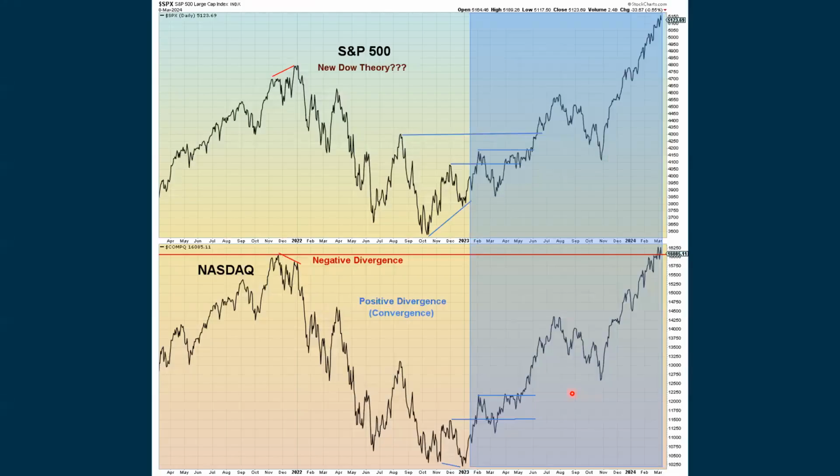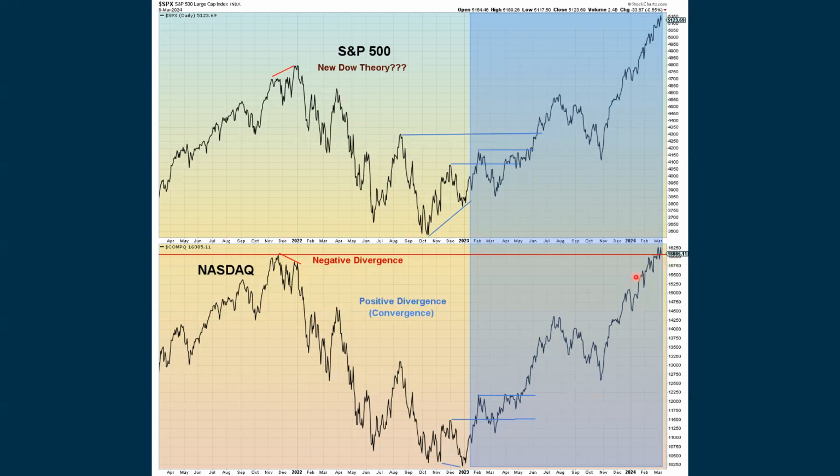Then we look at a new take on Dow theory, where traditional Dow theory uses the Dow and the transports, and some folks also include the utilities. Well, maybe that's a little old. Maybe we need to change that. And instead of using a Dow, we use the S&P. And instead of using the transports, we use the NASDAQ.